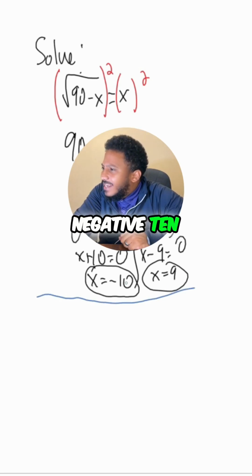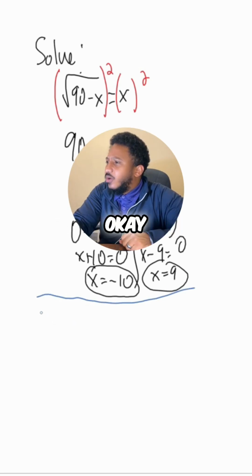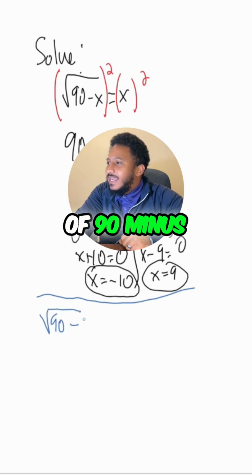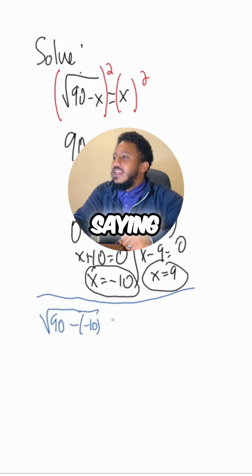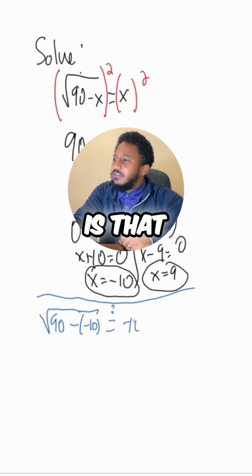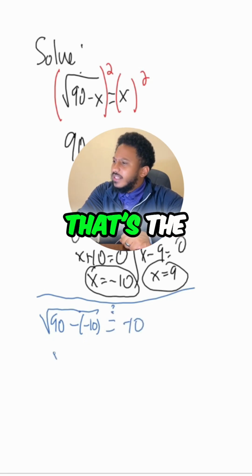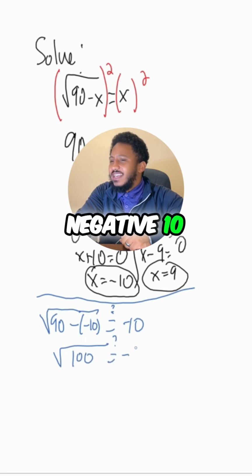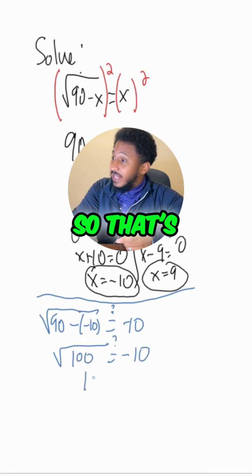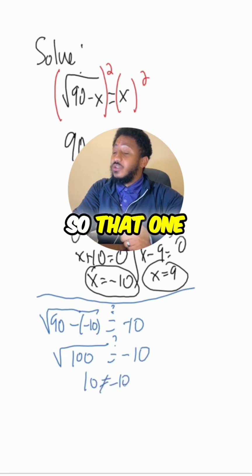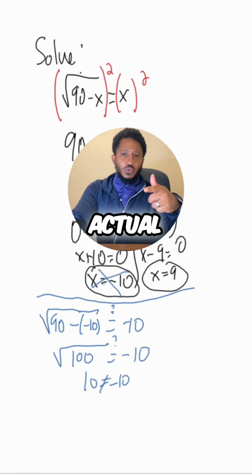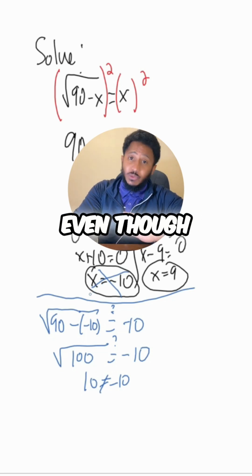Okay, if I plug in negative 10 for each x, let's see. That's the square root of 90 minus negative 10. And we're saying, is that equal to negative 10? Is that equal to x? Is this true? Well, that's the square root of 100. Is that equal to negative 10? Square root of 100 is positive 10. So that's not equal to negative 10. Got it. So that one doesn't check out, meaning this is what we call an extraneous solution. It's not an actual solution to the equation, even though we did all the algebra properly.